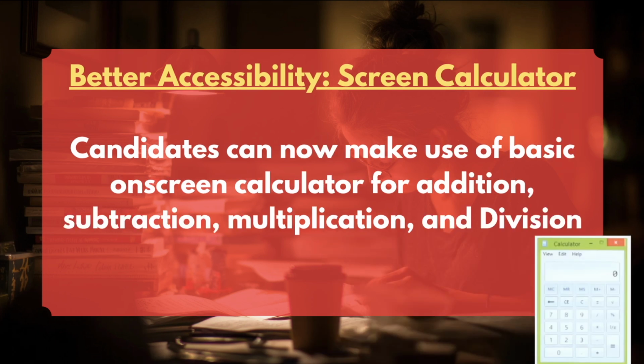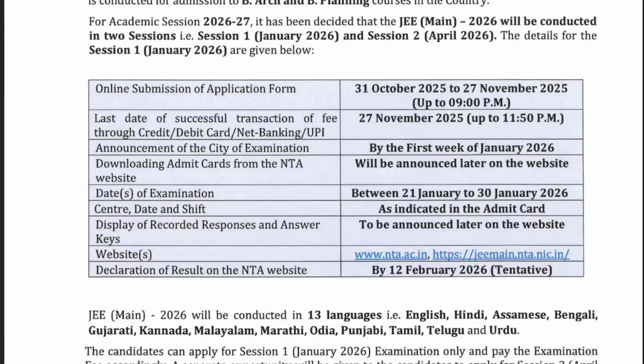Lastly, the change introduced by the NTA is the screen calculator. Now, candidates can very easily make use of the basic on-screen calculator to do basic addition, subtraction, multiplication and division during the exam time. So by now you must be clear with all the changes that are introduced by NTA.